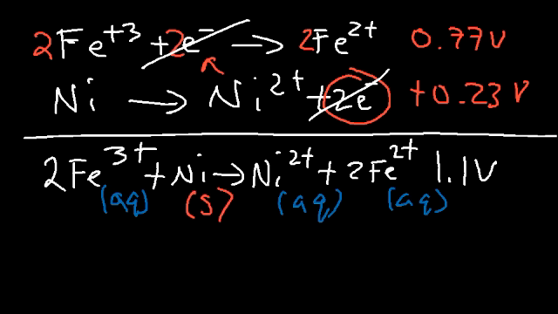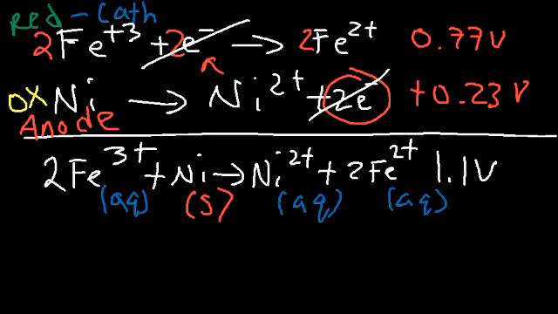By the way, which reaction occurs at the anode and which reaction occurs at the cathode? So we need to know which one is oxidation and which one is reduction. Anytime the electrons are on the right side, it's oxidation. And if the electrons are on the left side, it's going to be reduction. And keep in mind, oxidation occurs at the anode. So this is the anode half reaction, and reduction always occurs at the cathode. So this is the cathode half reaction.